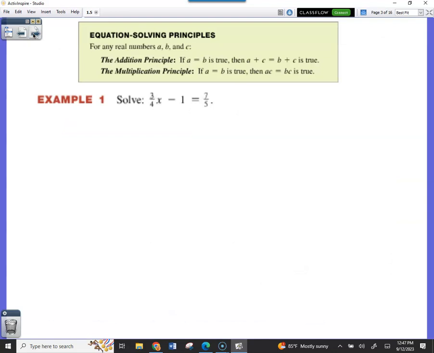We're going to solve this equation. If you need a refresher of the principles involved in solving equations, they are at the top, but I don't think you need that refresher. We are solving 3/4x minus 1 equals 7/5. Your answer should be a simplified fraction, not a mixed fraction, meaning a whole and then a part, and not a decimal, but a simplified and possibly improper fraction. So please solve this on your paper.